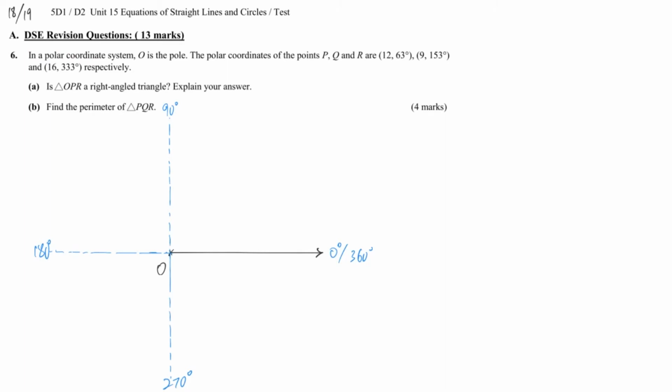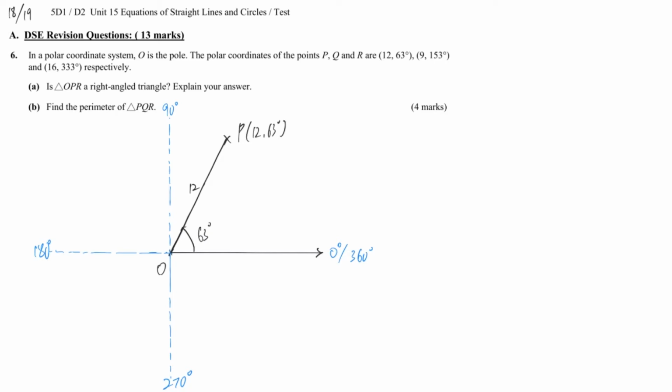In the polar coordinate system, there are 3 different points, and we are going to label these 3 points on our graph first. With our polar axis, we have the starting point or origin, and then we rotate 63 degrees from the polar axis anti-clockwise. So 63 degrees is between 0 and 90 degrees. It should be approximately like this. And the distance is 12. This is point P.